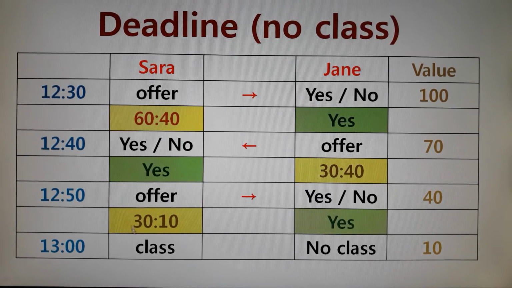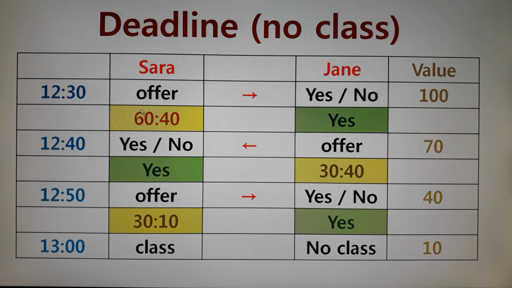So this 30 Sarah would get at 12:50 would be a cornerstone at 12:40 when Jane makes an offer. Jane knows that at least 30 should be offered to Sarah. As a result, Jane should get maximum 40. So 30, 40, and Sarah once again would say yes because that's the best she can get if she says no. So 40 should be guaranteed. Now Sarah, instead of 70-30 when Jane has a class, now offers 60-40. And Jane would say yes.